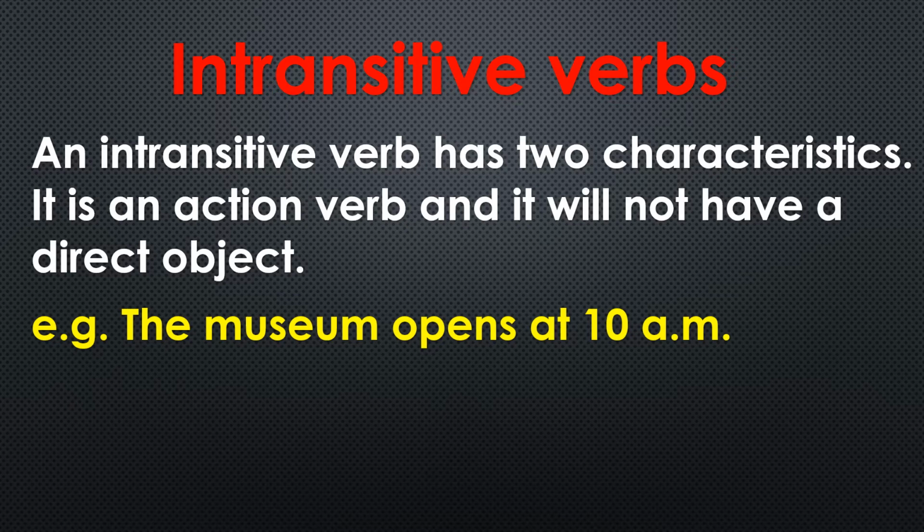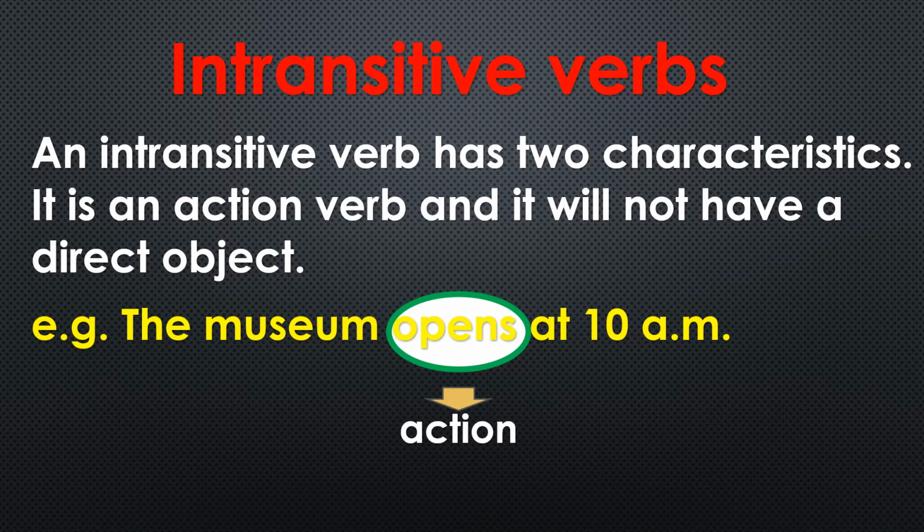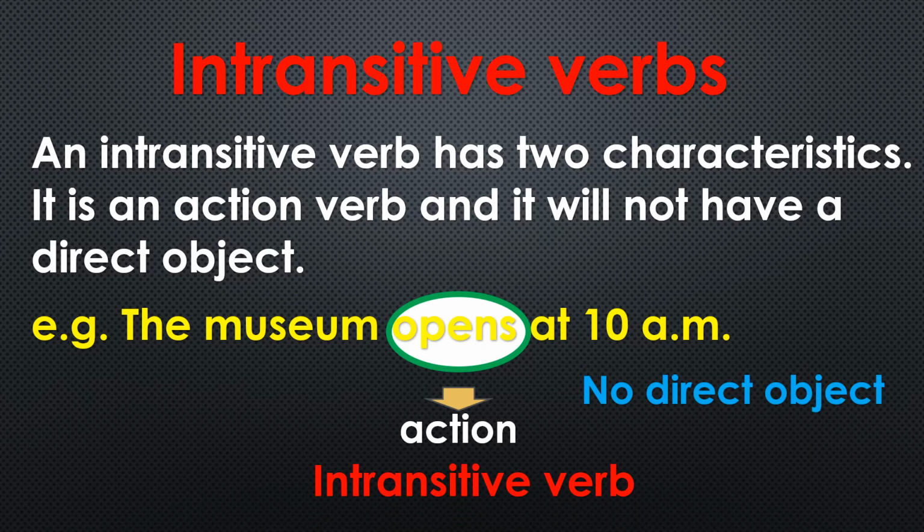For example, the museum opens at 10 p.m. So the subject here, the museum, opens here is the action, okay? And can you see a direct object here? No, the museum opens at 10 p.m. So there is no object that received the action, so no direct object. So this is an intransitive verb.